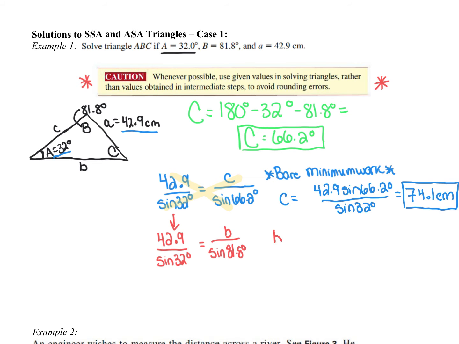I would much like it if you wrote B equals 42.9 sine of 81.8 degrees over sine of 32 degrees. And when you do this through decimal places, you should get 80.1 centimeters.